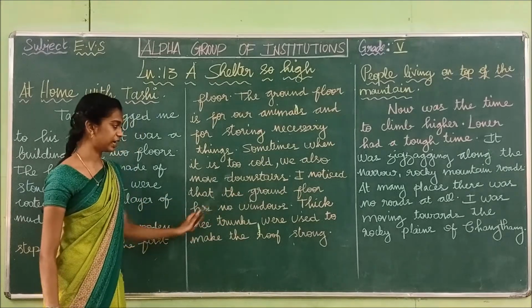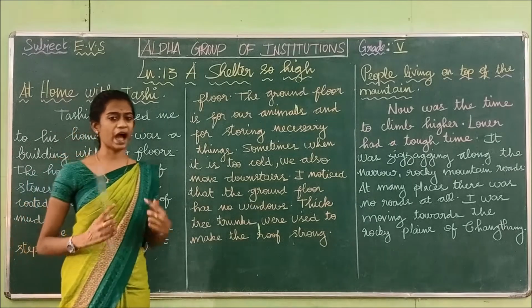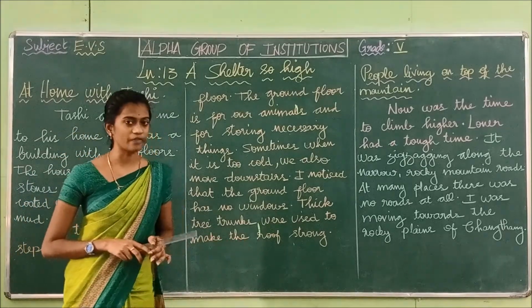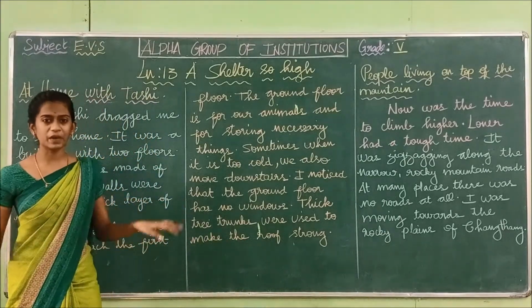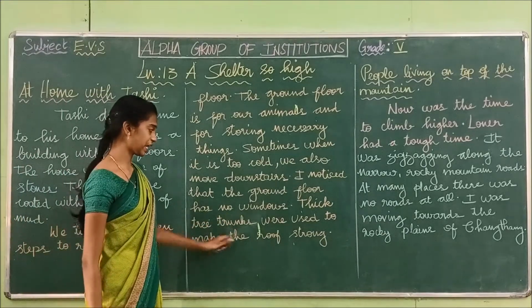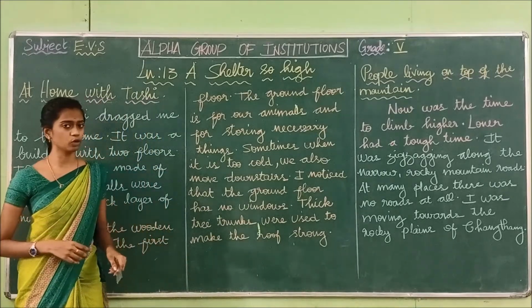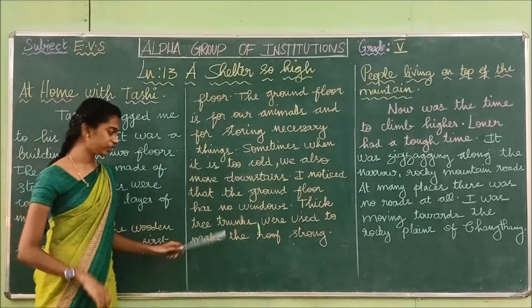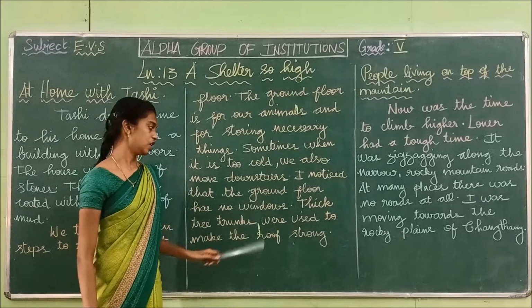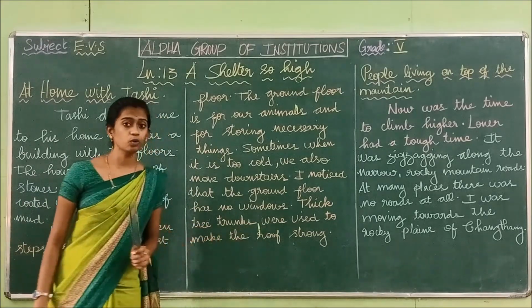I noticed that the ground floor has no windows. So Tashi says that I have never seen windows on the ground floor. So it's a place which has no windows. Okay. Thick tree trunks were used to make the roof strong. So how do they make the roof? Yes, they had made it with tree trunks. So thick tree trunks were used to make the roof strong.